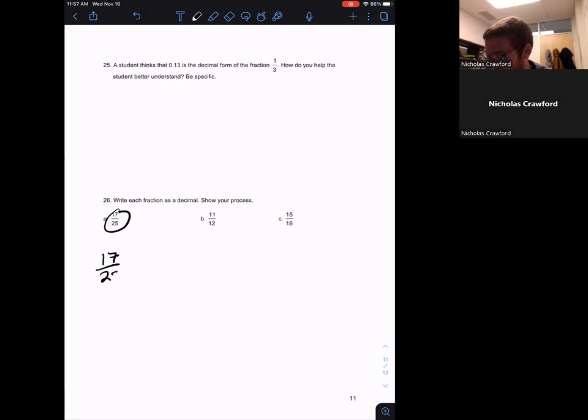So 17 over 25. We need to write it as a decimal, right? Sometimes you can do it, sometimes you can't. If you can't, you have to just long divide. If you can, it's great. So we need to write this as something over 100 or 1,000. So I'm going to multiply this by 4 over 4. And I'm going to get 68 over 100. So if I want to write this as a decimal, I get 0.68.